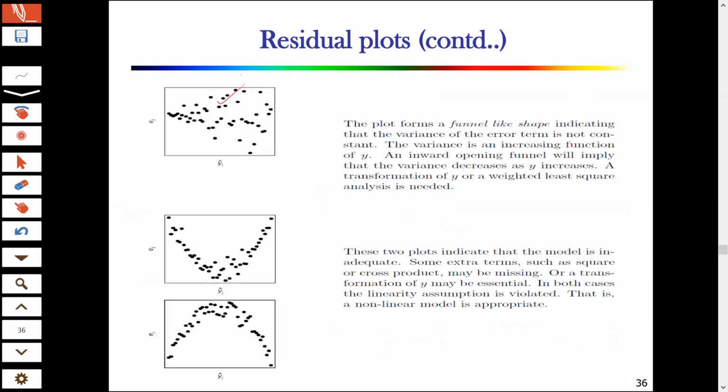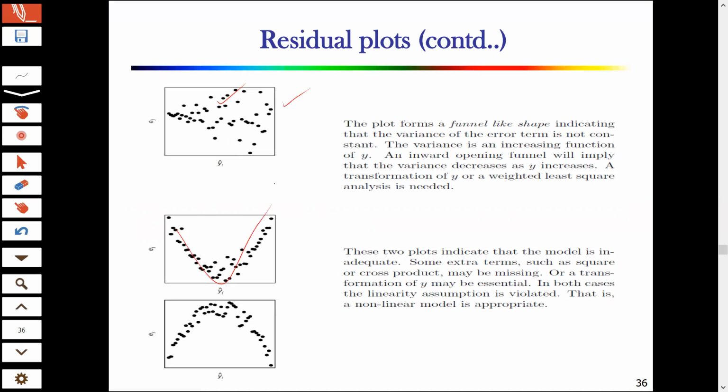Look at in this case, the plot forms a funnel-like shape, indicating that the variance of the error term is not constant. The variance is an increasing function of y. An upward opening funnel will imply that the variance decreases as y increases. A transformation of y or a weighted least squares analysis is needed, because here the assumption is violated.